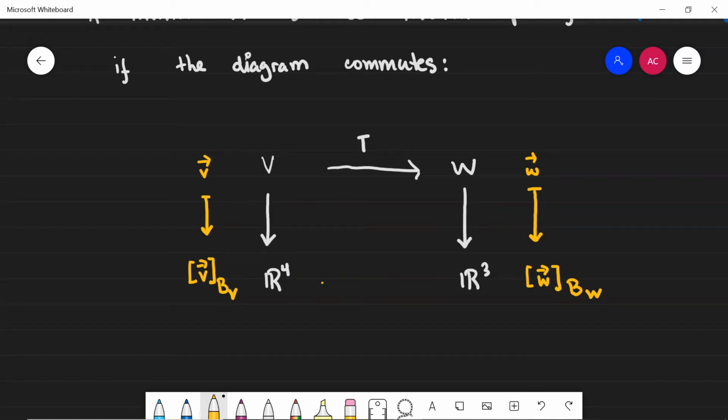All right. Now, a matrix A is called a matrix representation of T if the diagram commutes in the following sense. So I'm going to get a mapping from R4 to R3 given by multiplying on the left by A. So in this notation, after I multiply a vector in R4 on the left by A, I obtain a vector in R3.